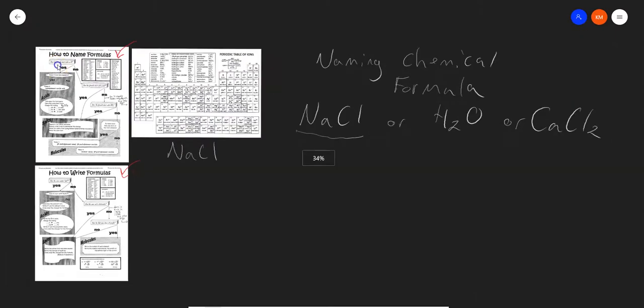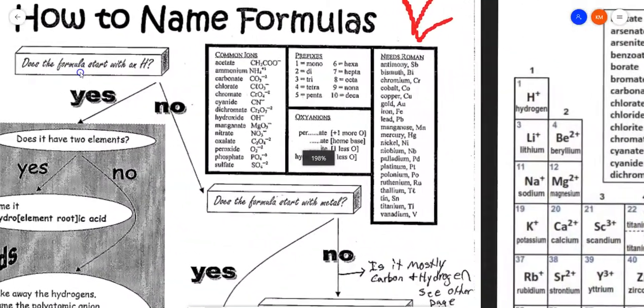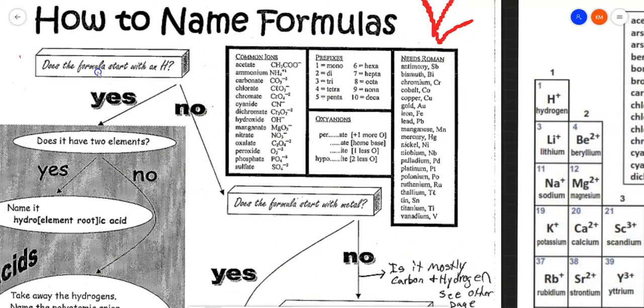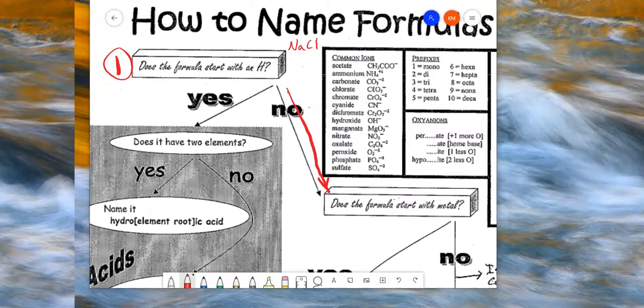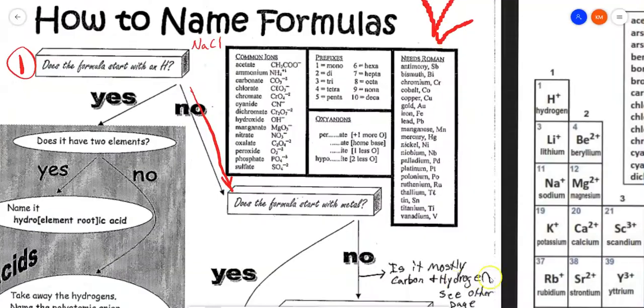This flow chart starts right up here. This is the first question, where we always start. This is step one, and the question is, does the formula start with H? Remember, we're working on NaCl right now. So does it start with H? No. So I go here. The next question: does the formula start with a metal?